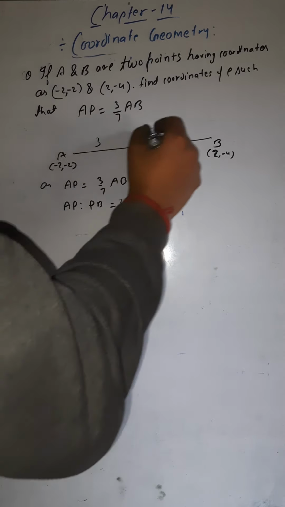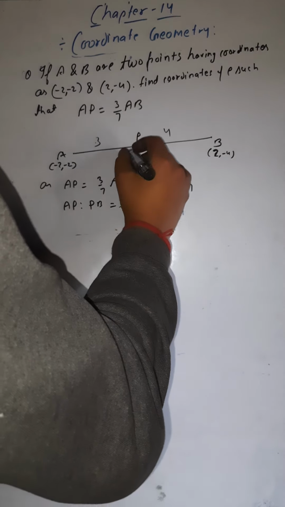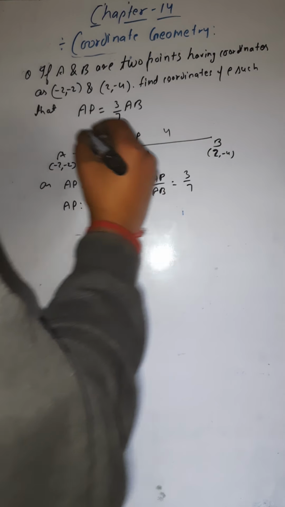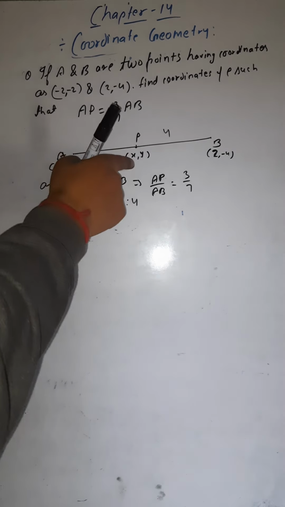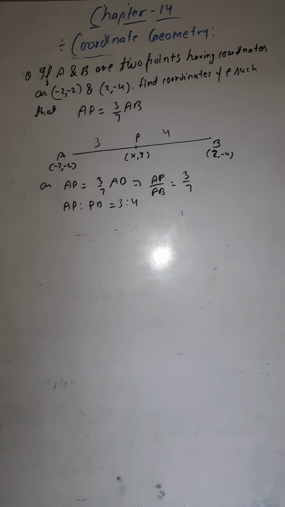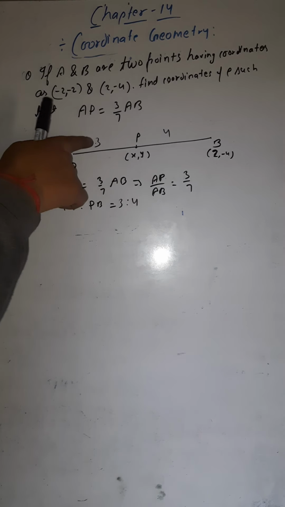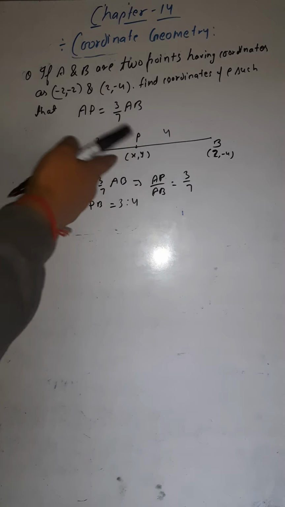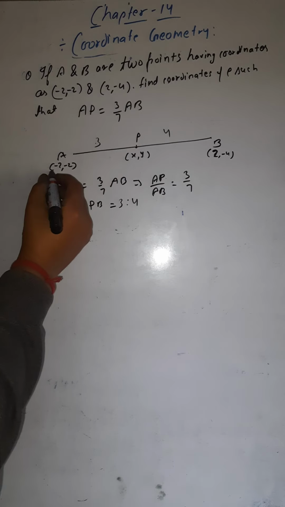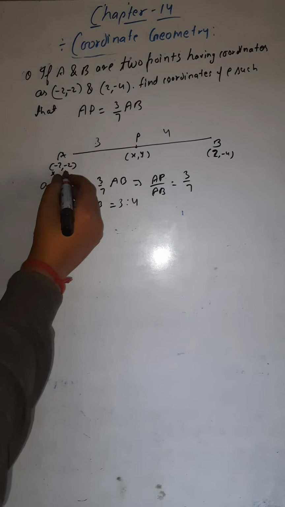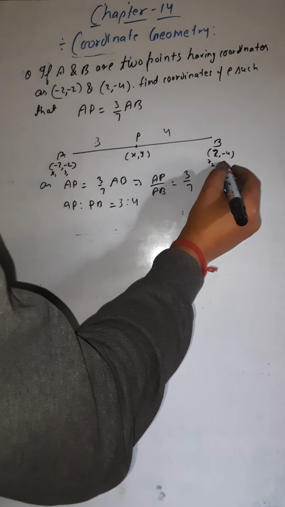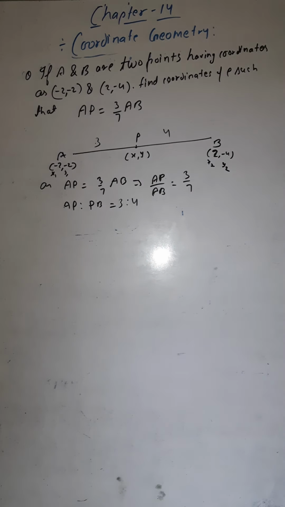Means we have the value of m1 and m2 now, 3 and 4. Let's say the coordinates of P are x comma y. So we have to find out the x and y values. You can find it by using the section formula, because you have m1 and m2. So this would be x1, this would be y1, this is x2, this is y2. Now use the section formula.